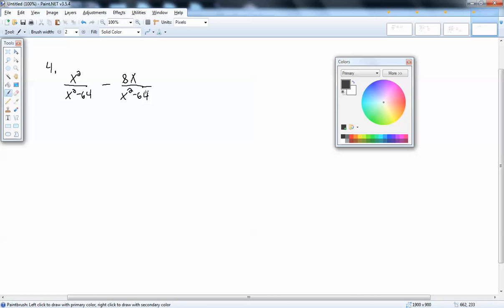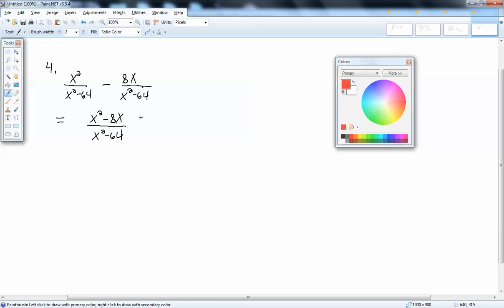Now our goal when we're adding or subtracting fractions, and these are rational expressions, but they're still fractions, is to get a common denominator. And if you already have a common denominator, then you're going to add or subtract the top parts. So we're going to have x squared minus 8x over x squared minus 64. And then we're going to simplify the fraction.